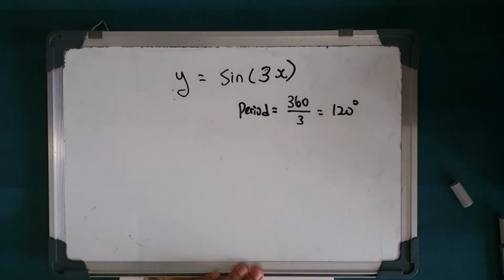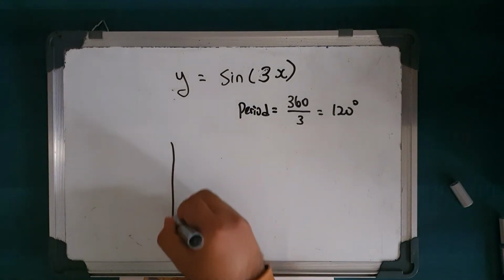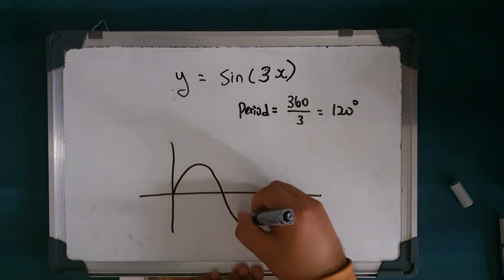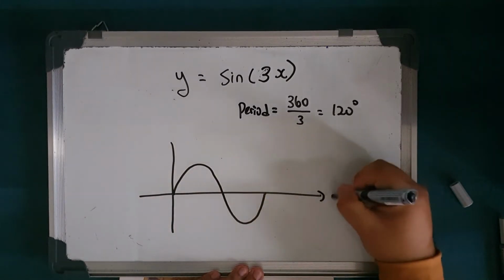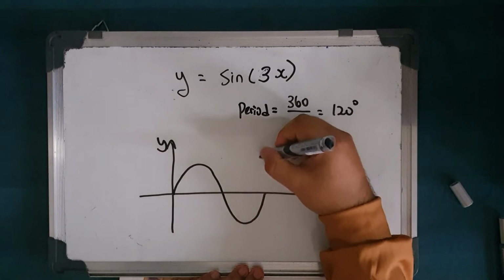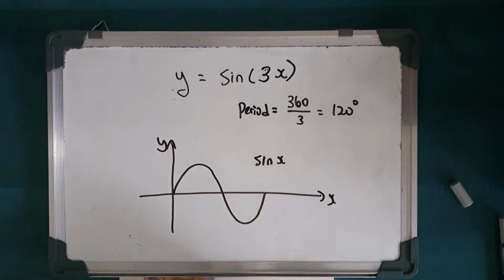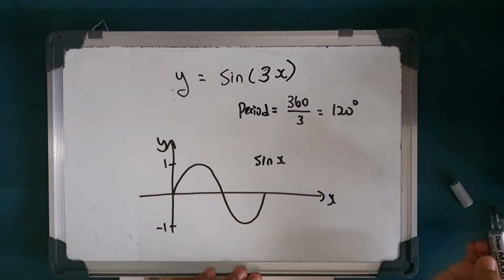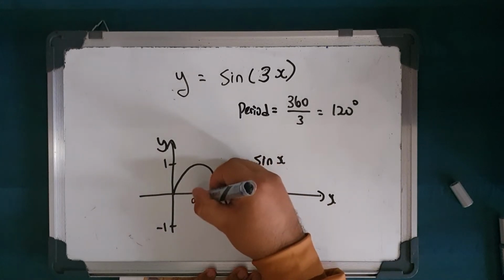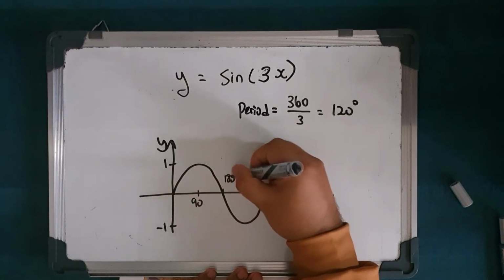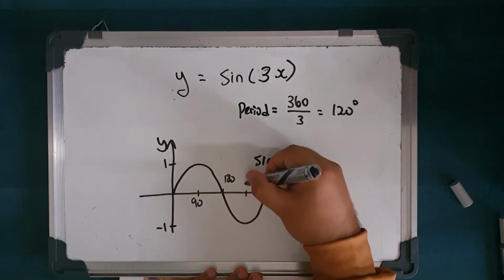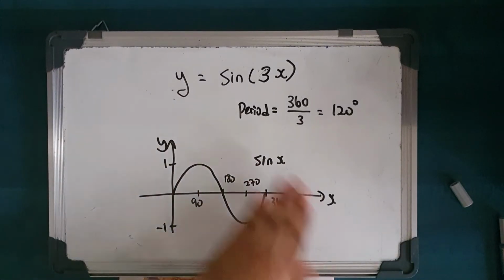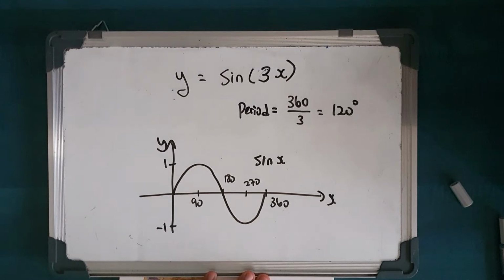Now, let's say I want to draw sine 3x. The first thing you do is you draw a normal sine x graph. Now, if this was sine x, what are the x values? Let me indicate the one and minus one. We all know this is 90, this is 180, this is 270, and this is 360. So these are our common knowledge values.